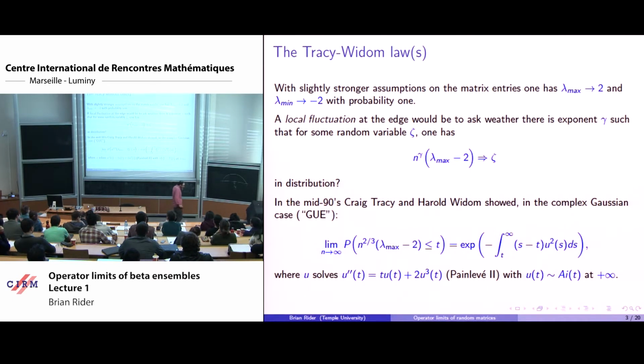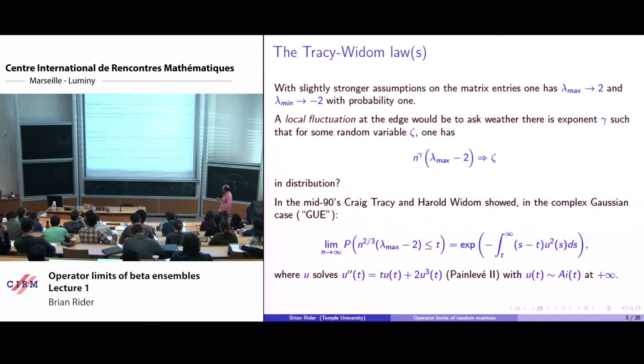So the first answer to that question was under a very specific assumption on the entries. This is due to Craig Tracy and Harold Widom back in the mid-90s. They showed that if you assume the entries are complex standard Gaussians, if you subtract 2 and blow up by n to the 2/3, and you ask for the distribution of this rescaled biggest eigenvalue, it converges to this rather exotic looking object.